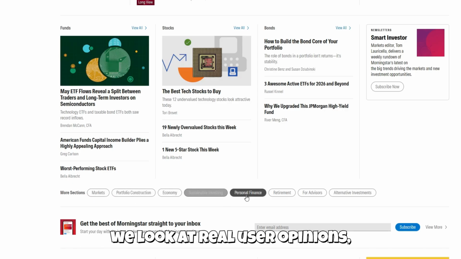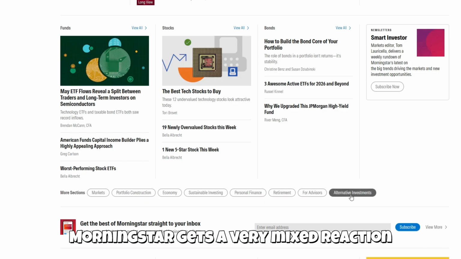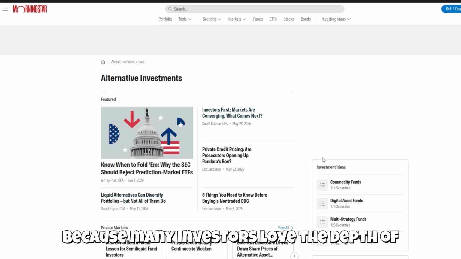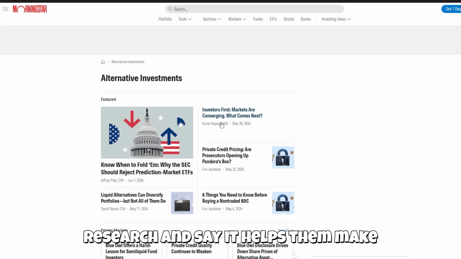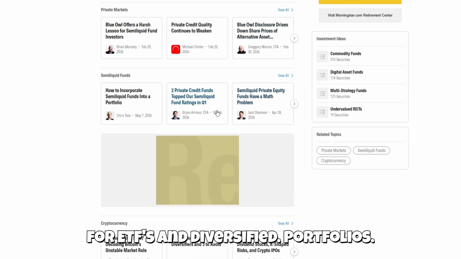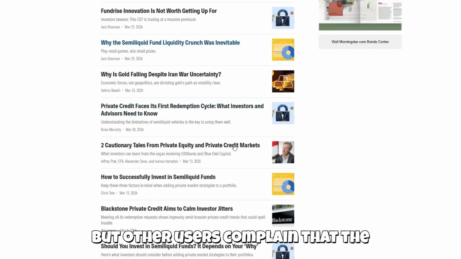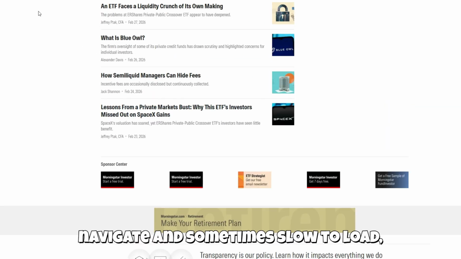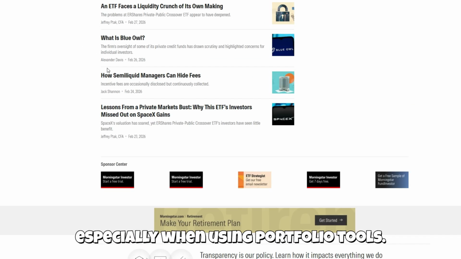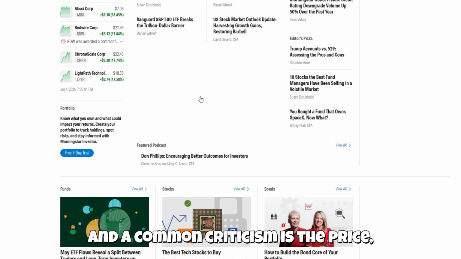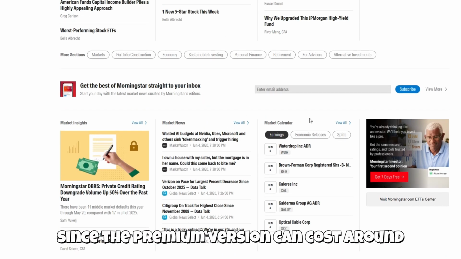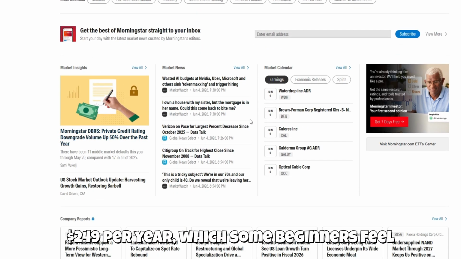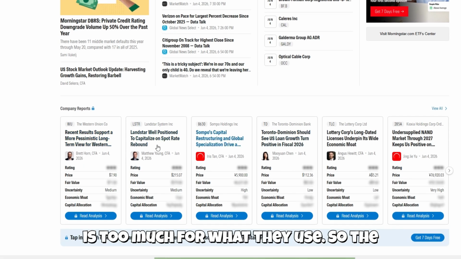Now, when we look at real user opinions, Morningstar gets a very mixed reaction because many investors love the depth of research and say it helps them make smarter long-term decisions, especially for ETFs and diversified portfolios. But other users complain that the platform feels overloaded, difficult to navigate, and sometimes slow to load, especially when using portfolio tools. And a common criticism is the price, since the premium version can cost around $249 per year, which some beginners feel is too much for what they use.